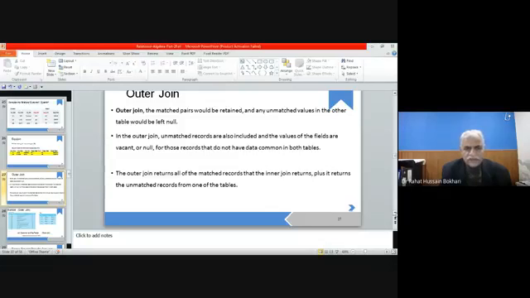So for those records that do not have data common in both tables, the value is considered to be null. The outer join returns all the matched records that the inner join returns, because in the inner join we also retain all the rows matching the criteria. Plus it returns the unmatched records from one of the tables. So it also retains the unmatched. It should be clear from the next example.